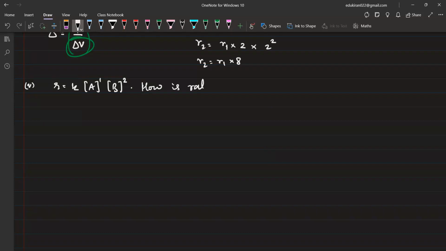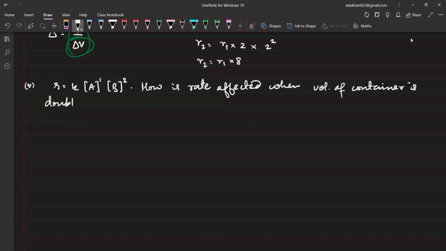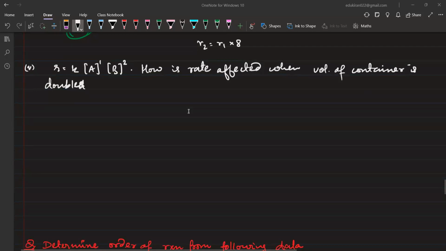How is rate affected when volume of container is doubled? ठीक है. जब वॉल्यूम ऑफ कंटेनर को आप डबल कीजिएगा ना, तो the concentration of A and B both will change, because both A and B are inside the container itself.